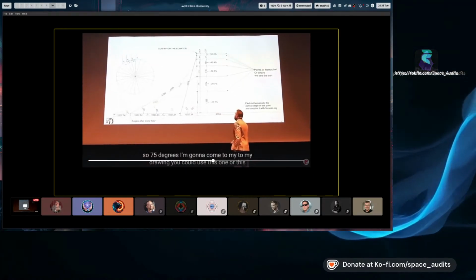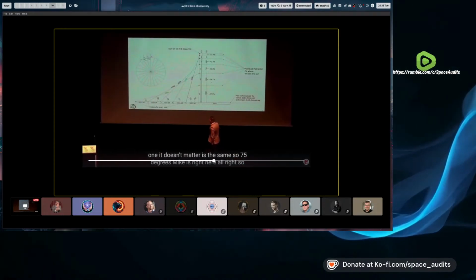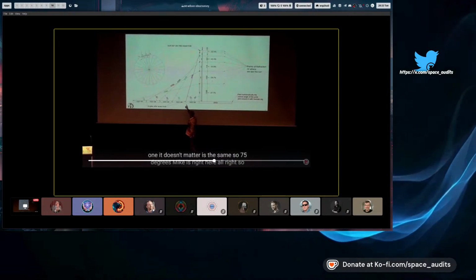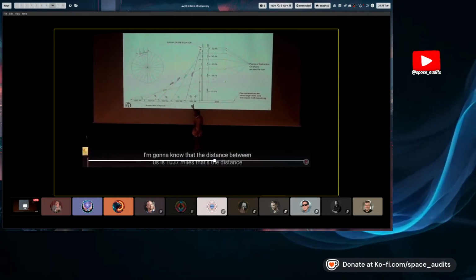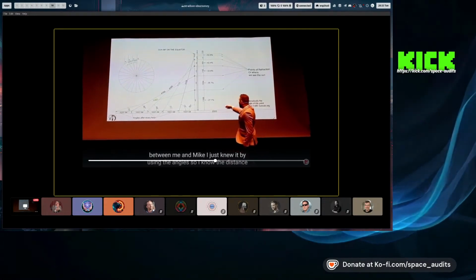I'm going to come to my drawing. You can use this one or this one. It doesn't matter. It's the same. So 75 degrees, Mike is right here. All right, so I'm going to know that the distance between us is 1,037 miles. That's the distance between me and Mike. I just knew it by using the angles.